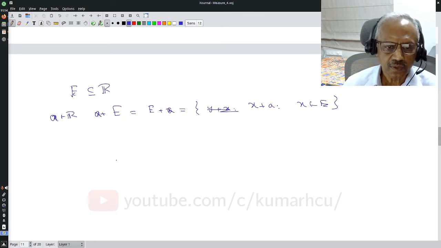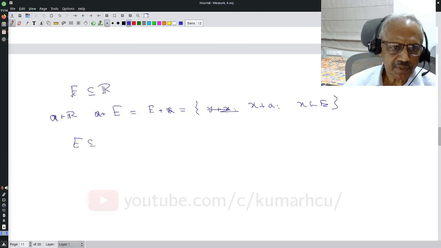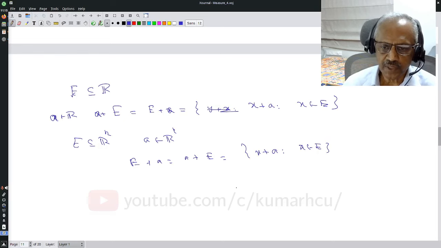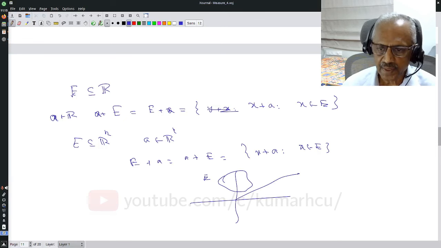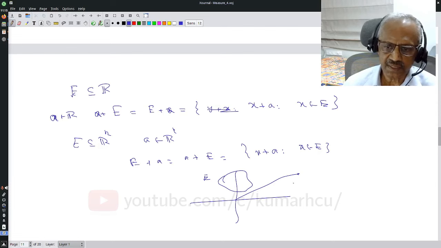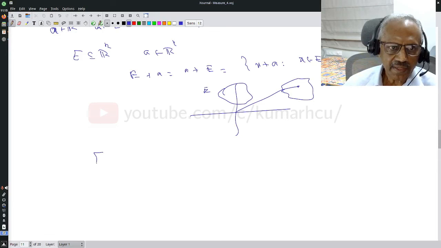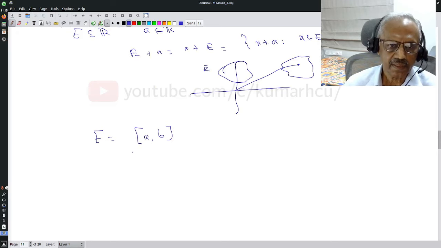In R^k, again the same thing: if E is a subset of R^k and a is a vector in R^k, then E plus a is defined the same way. These are vector additions now. So pictorially, what does it mean? This may be my E and this may be my a. I translate by this, something similar. Let us look at a very concrete example, so that we will understand. Suppose my E is a closed interval, but you can also take any kind of interval E. Now suppose alpha is a real number, then I want to know what is alpha plus E.